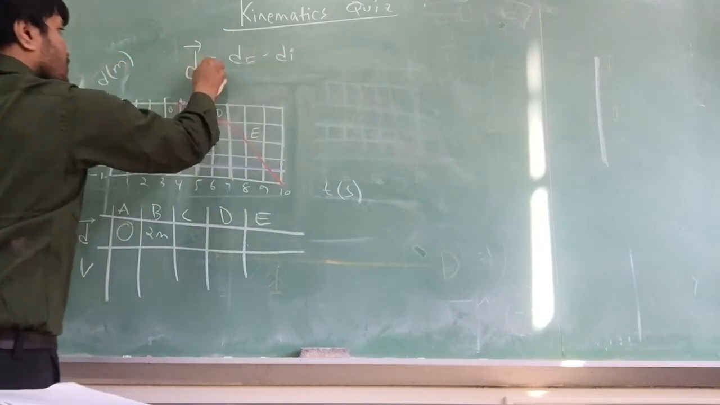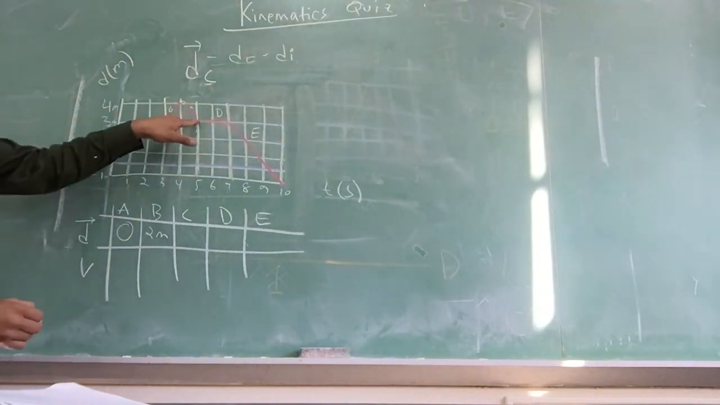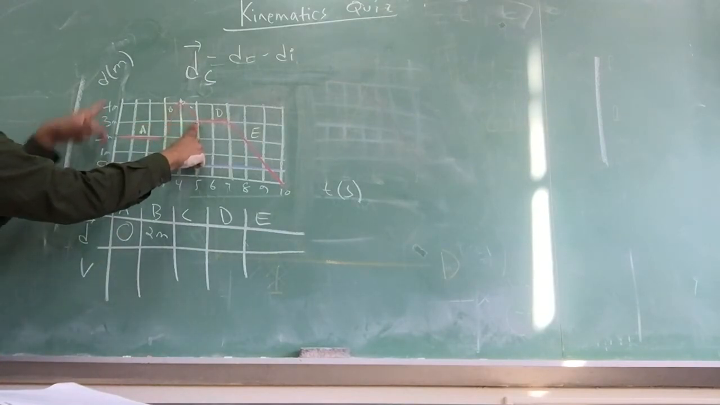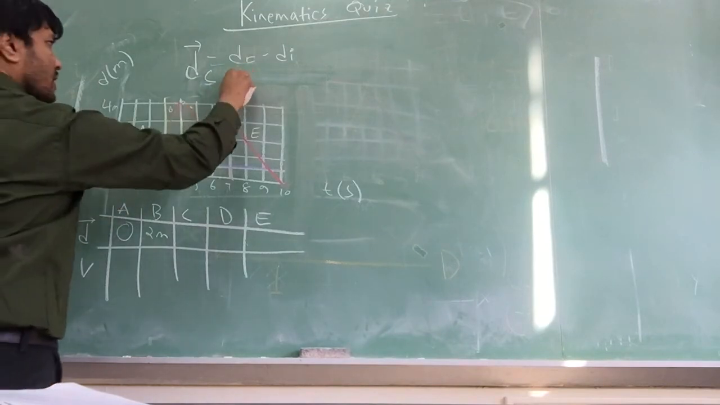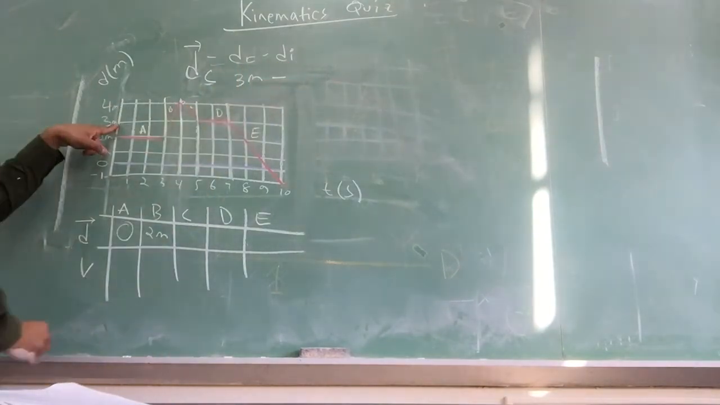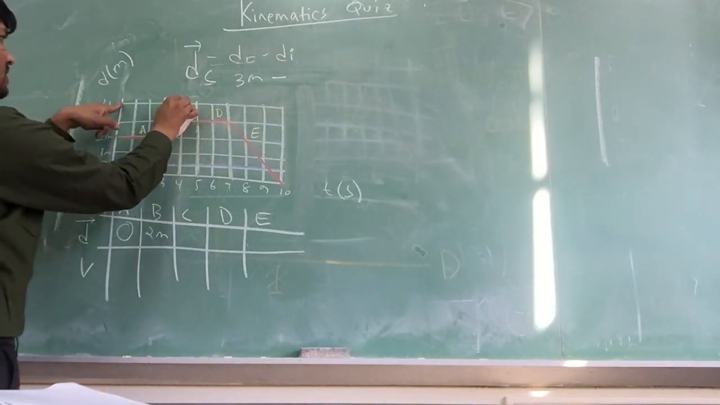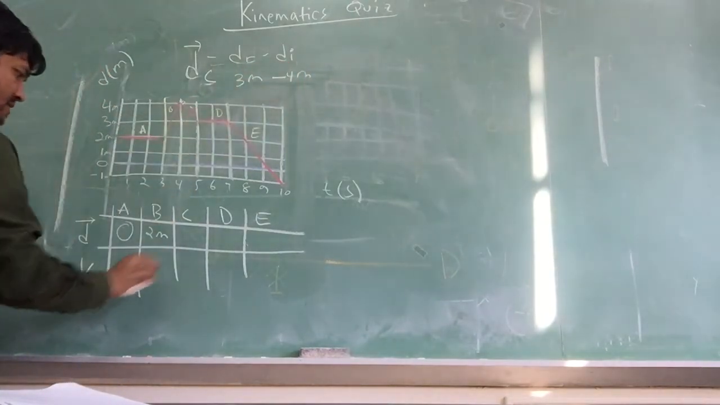For C, we're done with A and B. Now we're going to see d final. We point our finger over here, look at the y-axis, and see 3 meters. We write 3 meters, and for d initial, where it started, we look at the y-axis and see 4 meters. So 3 meters minus 4 meters is -1 meter.